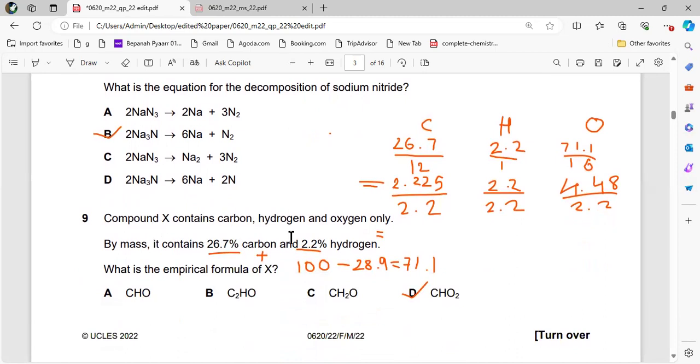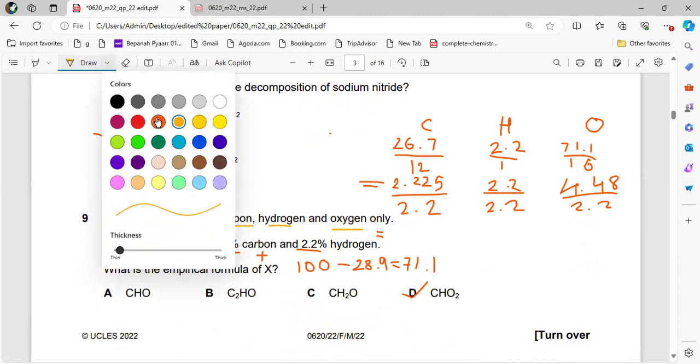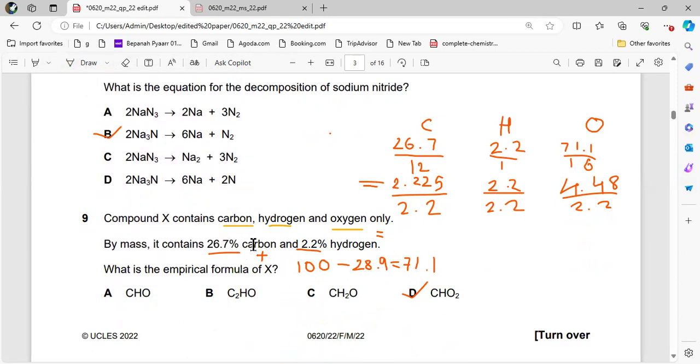Next, compound X contains carbon, hydrogen, and oxygen only. By mass, it contains 26.7% carbon and 2.2% hydrogen. What is the empirical formula of X? Okay, so now in this case, they have given that the compound contains carbon, hydrogen, and oxygen. Okay, and here they have only given the percentage of carbon and hydrogen. So, how are we going to find out about oxygen? Now, as it is given in percentage, what we are going to do is consider it as 100.